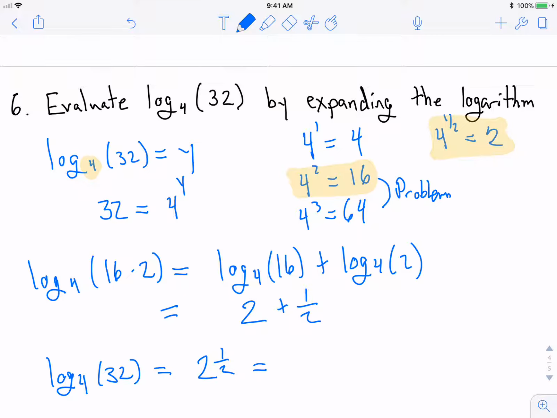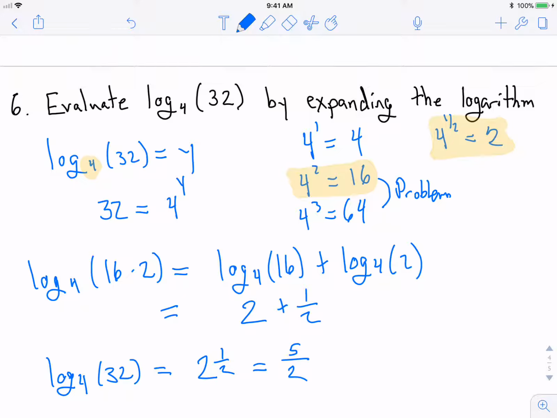If we wanted to write this in a more proper fraction, this would be 5/2, and we have our answer. Either 2.5 or 5/2 is fine. We're just really looking to see what this number is going to be.